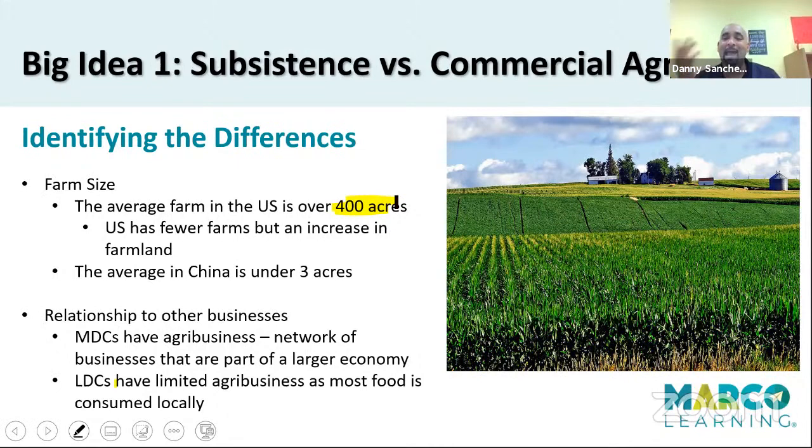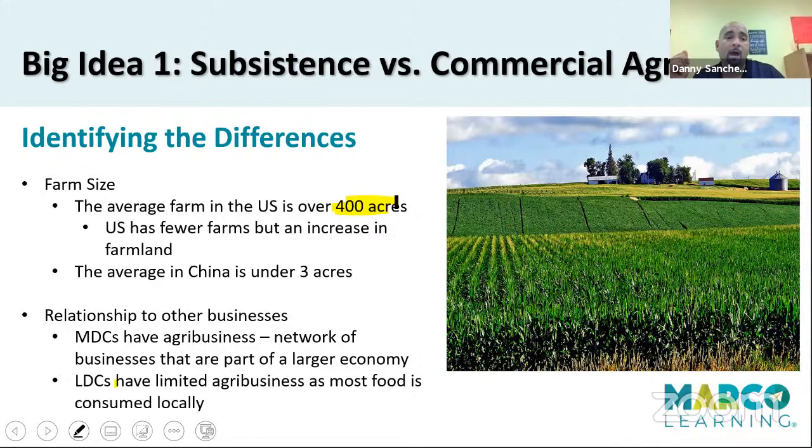All right. So the average farm in the US is over 400 acres. And something to keep in mind is we are actually consolidating farms. We have fewer farms, but are increasing farmland. A lot of the old school traditional family farms have been bought out by mega farming conglomerates that are just buying up more and more land because there is money to be made in farming. All right. It's a profitable venture.